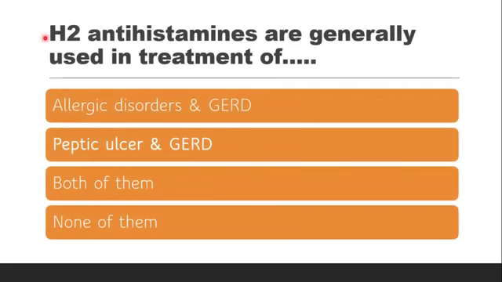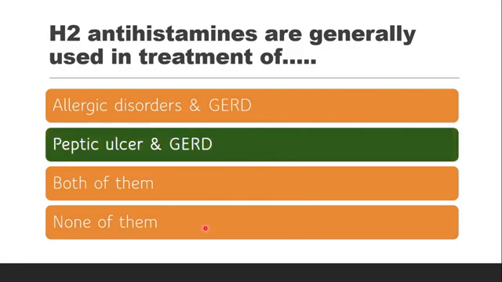Next question is, H2 antihistamines are generally used in treatment of, whether it is used in treatment of allergic disorder and GERD, peptic ulcer and GERD, both of them, or none of them. So majorly H1 antihistamines are used in case of allergic conditions, and H2 antihistamines are used in treatment of peptic ulcer. So the correct answer is, it is peptic ulcer and GERD. GERD is nothing but gastroesophageal reflux disease.